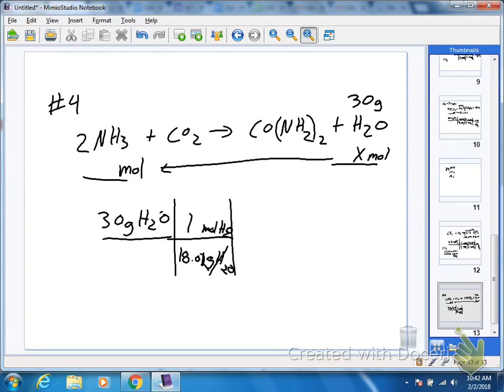So grams cancel out. We need to cancel out moles of water. And then I need to go to moles of NH3. It kind of helps me know what goes on bottom, what goes on top when I go from one spot to the other. So that's a 1 to 2 ratio. And then I'd be right there, and that would be the answer that I need to come up with.